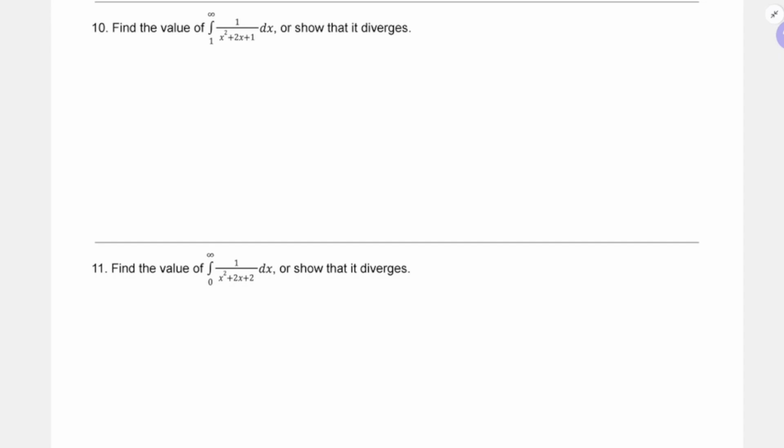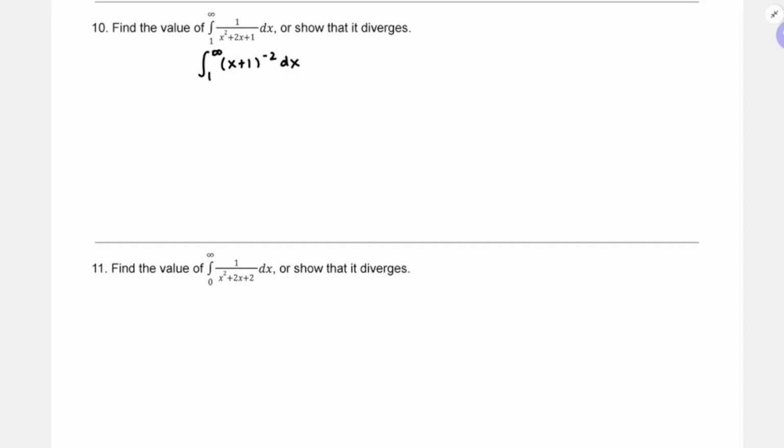All right, next, we've got some improper integrals. And so when we say, or show that it diverges, that's a good hint, but we've also got that infinity in the bounds of integration, so that's another kind of hint of what we got going on here. So looking at this and saying, okay, well, x squared plus 2x plus 1, I can factor that. That's x plus 1, x plus 1. And if it's a perfect square, I might just go ahead and write that as x plus 1 to the negative 2 power. And so I've got x plus 1 to the negative 2 power.